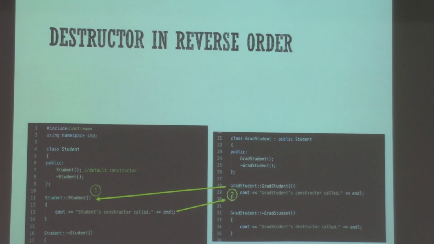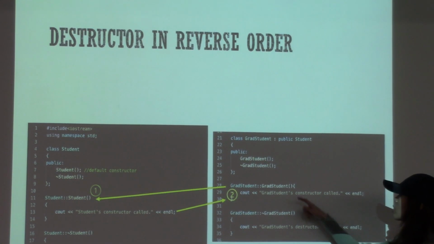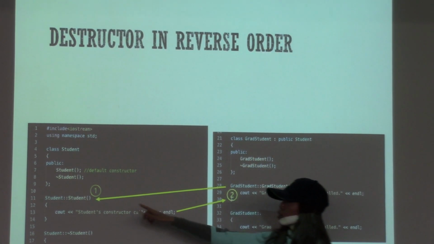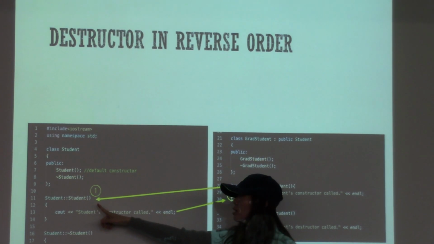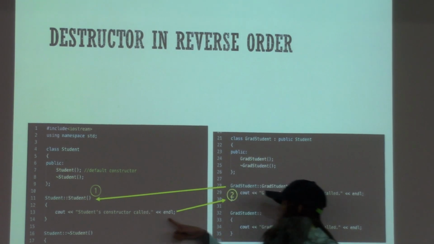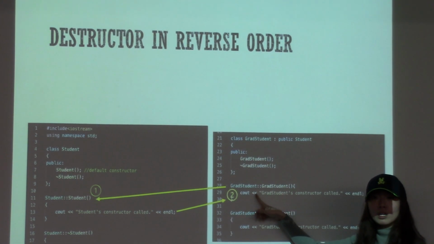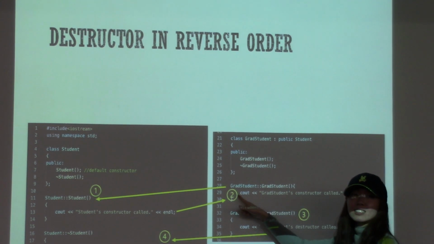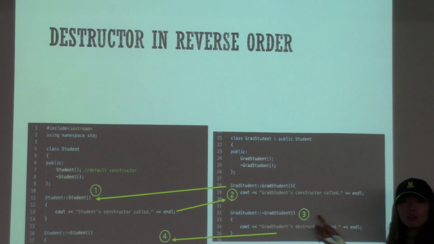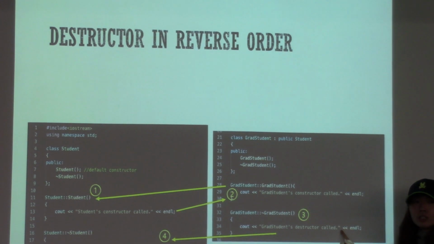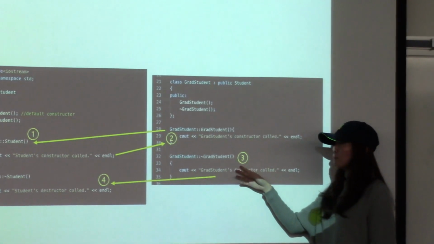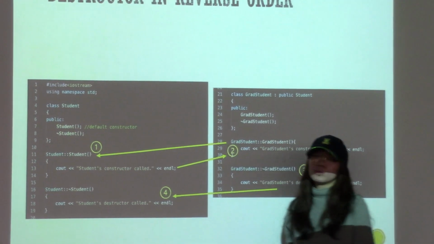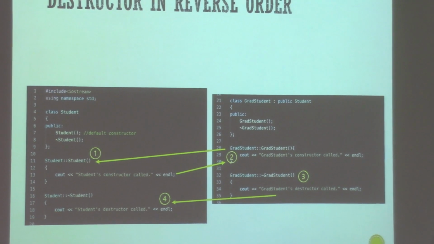Let's look at the run order. The first time you trigger grad student, it will trigger student first. So this should go out first. And then I'm going to come back and run the rest of your constructor, which will be that, right? Now, when you're done, the first thing that gets destroyed should be whatever was created later, which will be grad student. So that will run first. Everything in our destructor will be triggered first, and then finally, the student destructor. Question on that?